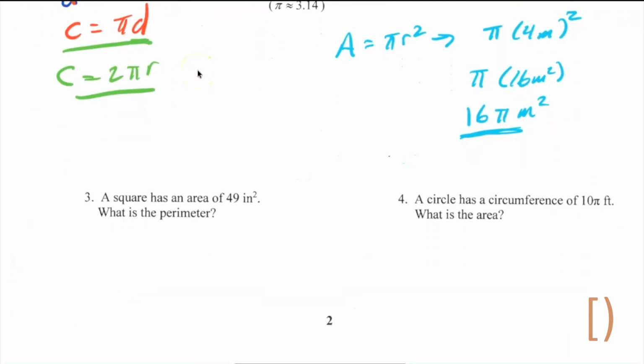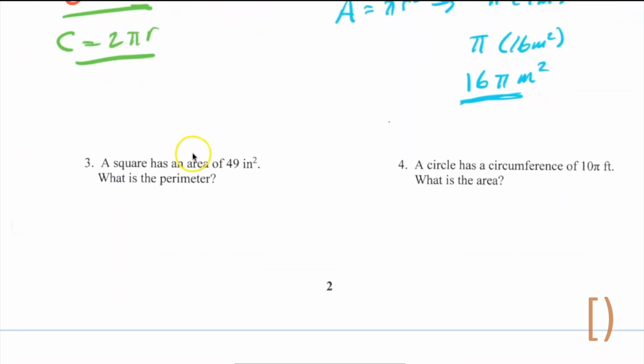Okay, let's finish this up. This is the last couple problems. A square has an area of 49 inches squared. What is its perimeter? So first let's write down what we know. The area of a square is 49 inches squared. So area equals 49 inches squared. We want to find out what the perimeter equals.